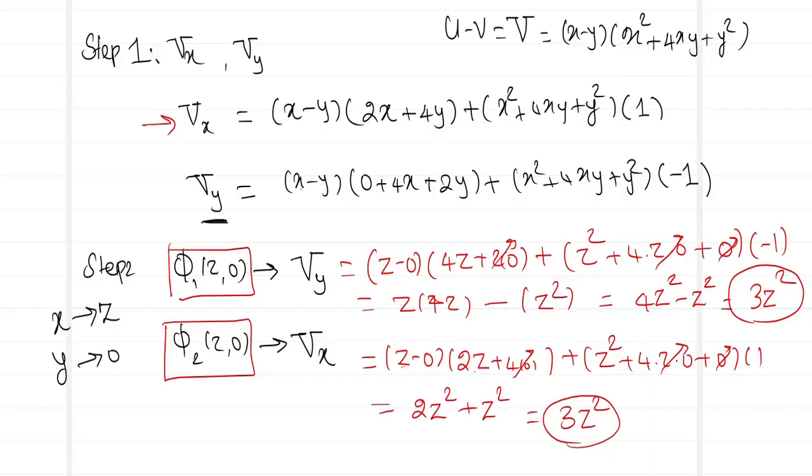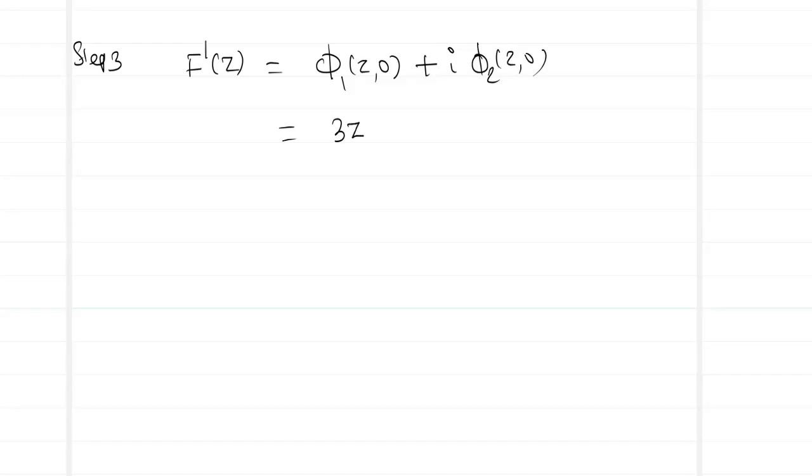We move on to my step 3. What is going to be my step 3? I know that my capital F dash of z is my phi 1 of z comma 0 plus i times phi 2 of z comma 0. My phi 1 of z comma 0 was 3z square, plus i times 3z square, which was my phi 2. So 3z square can be taken outside as common, leaving you with 1 plus i. So this is my capital F dash of z.